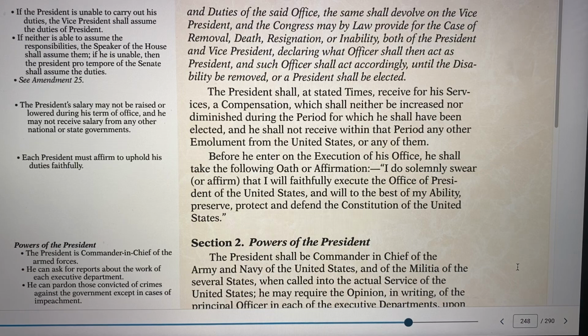So the president's salary may not be raised or lowered during his term of office, and he may not receive salary from any other national or state governments. That's important, their salary, huh? Each president must affirm to uphold his duties faithfully.